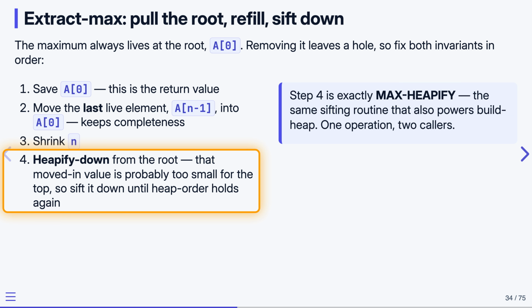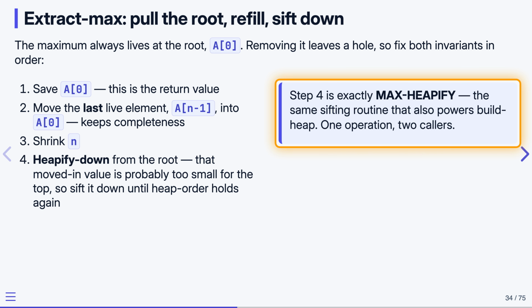Fourth, we heapify down from the root. The value we just moved in is probably too small for the top, so we sift it down until heap order holds again. Step 4 is exactly Max-heapify, the same sifting routine that also powers Build-heap. 1 operation, 2 callers.